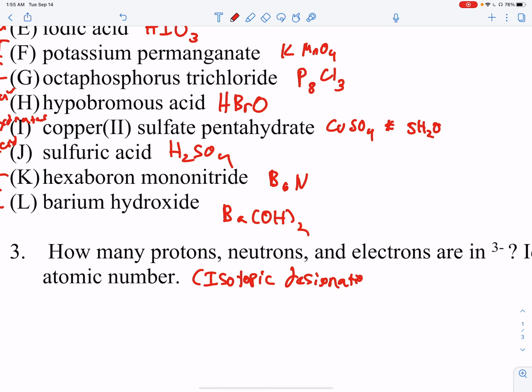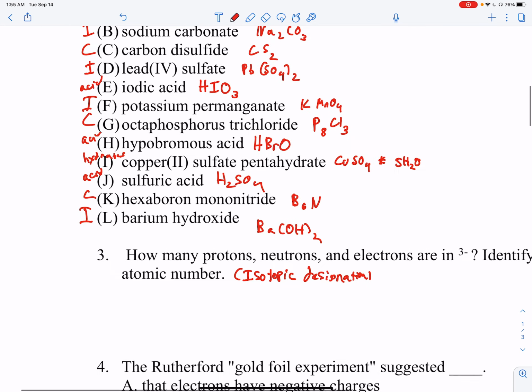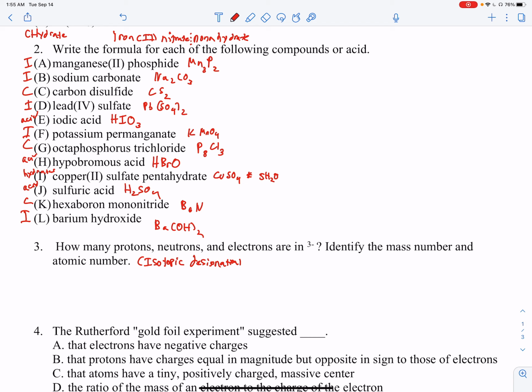So naming isotopes and getting some information from there. In the question it says, zoom out a little bit, how many protons, neutrons, and electrons are in, and this did not transfer over properly, but I believe it said As -3, 75, 33, like that. Sorry about that.